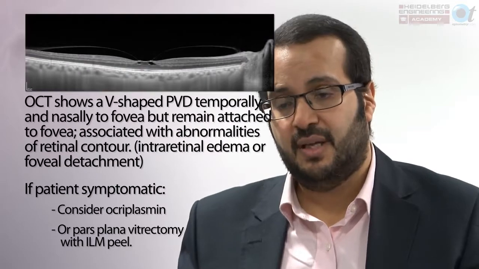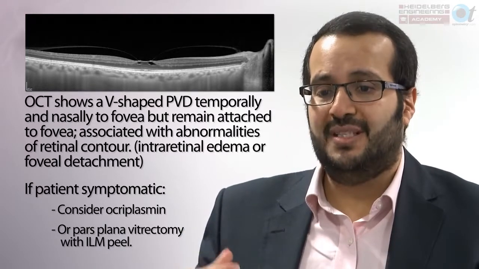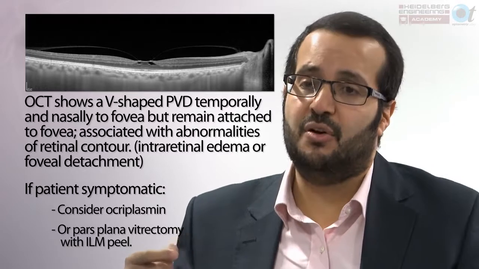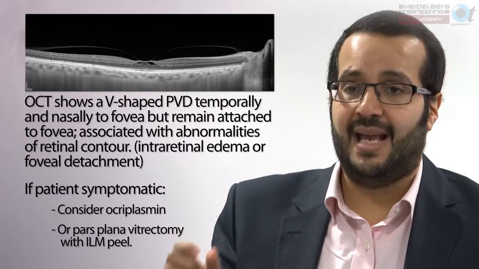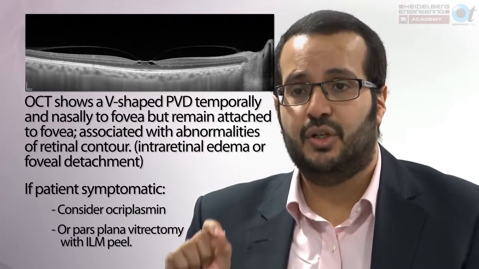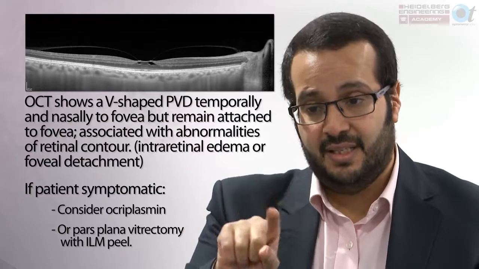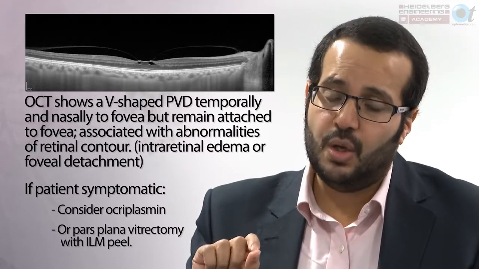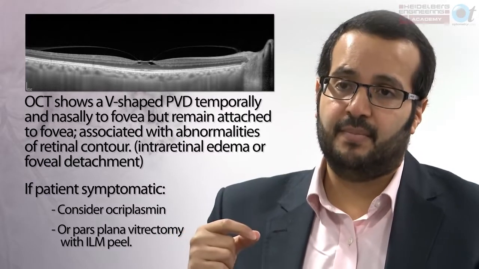But this patient, I probably would refer to hospital, because again, you can see this V-shaped posterior vitreous detachment temporally and nasally to the fovea. But again, the vitreous remains attached to the fovea. And again, it's associated with abnormalities on the OCT of retinal contour, with intraretinal edema, or even foveal detachment.